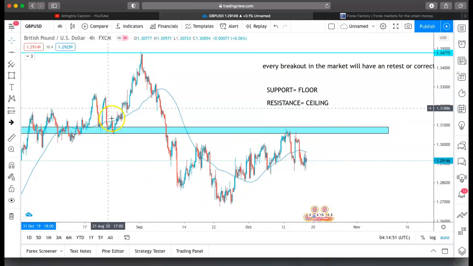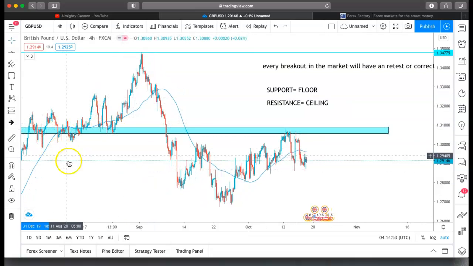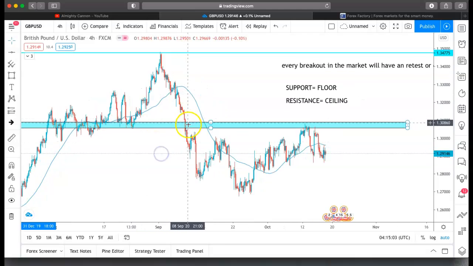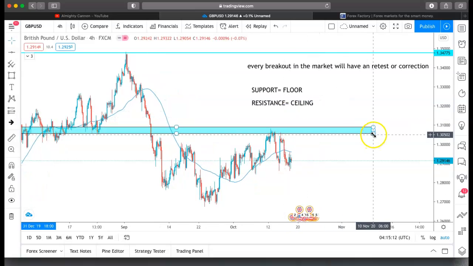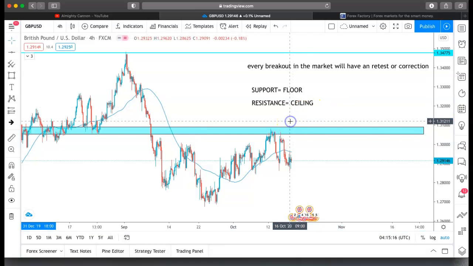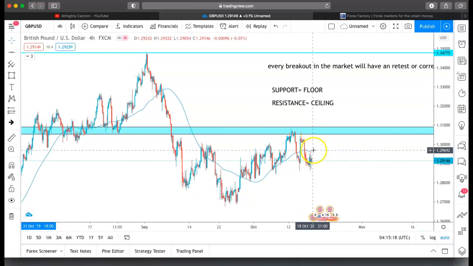So what this was doing was, it was acting as a floor. It was a ceiling at this point. But since we broke out of it, came back and retested it, now it's acting as a floor. Once we broke out of the floor, it became a ceiling. So this blue line right here is now going to be a ceiling for price where it is today. So this acted as a ceiling once we came up.